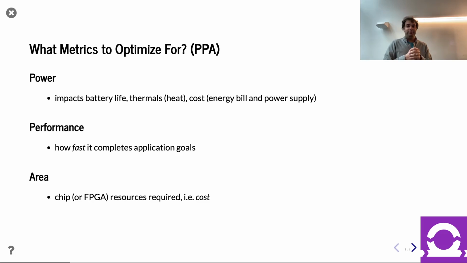Performance also matters, right? We want to hit a certain target. And then finally is area, right? Which in the case of a custom chip like an ASIC, right, that corresponds to cost. But even on FPGA, it also corresponds to cost as well, right?